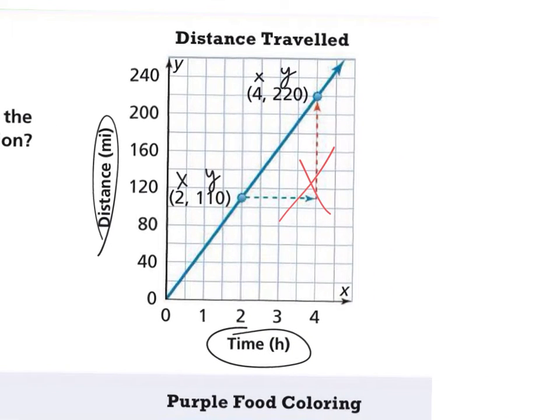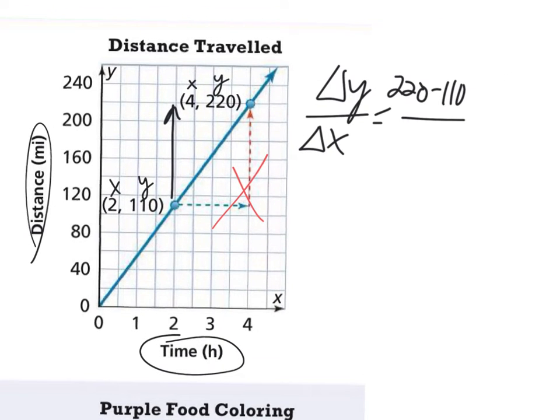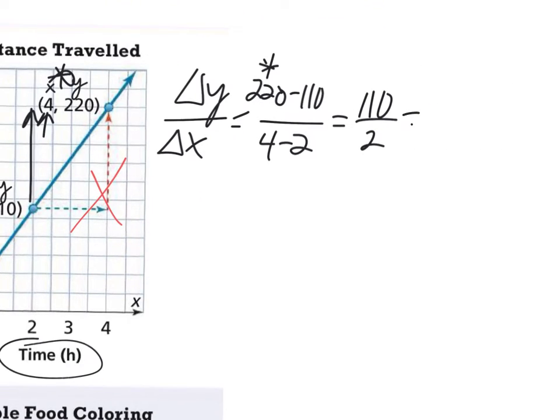So if we're trying to find the slope, it's change in y over change in x. So change in y, we went from 110 to 220. So if you subtract those, that's a difference of 110. Change in x, we went from 2 to 4. That's a difference of 2. Notice with my change in y, I started with 220. And so with my change in x, I started with the 4. If you divide that out, 110 divided by 2 is 55. So our slope is 55.